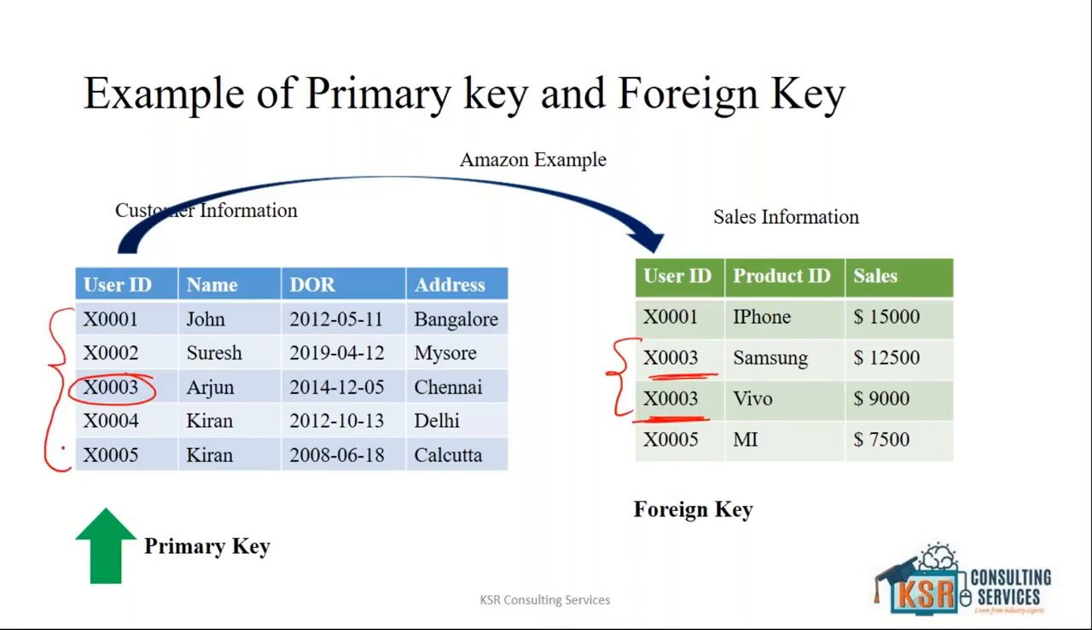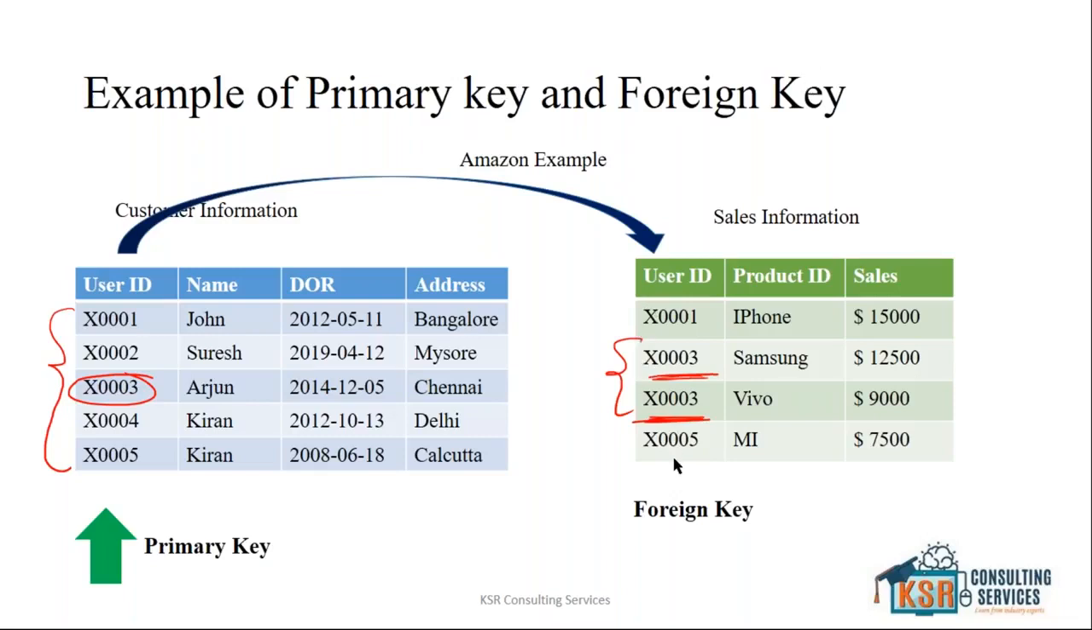Any other difference? The primary key will not be null and it will be a unique key. Primary key cannot be null. But are you finding null here? No. Maybe you are correct, but at this point of time, nothing is null here.